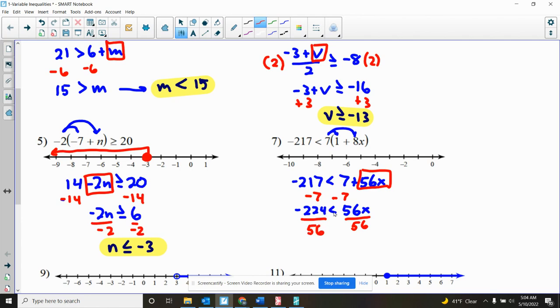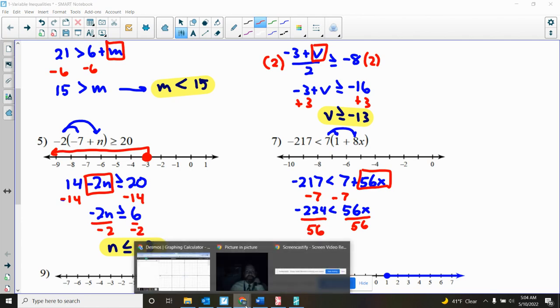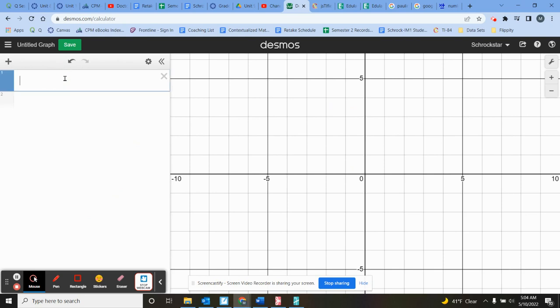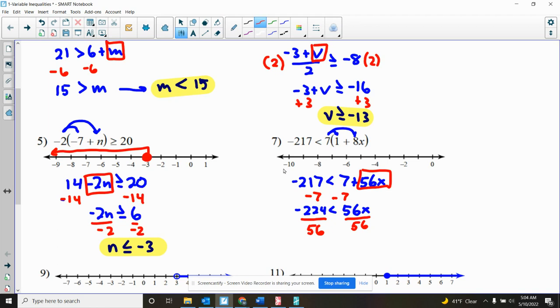That's going to be a pretty big number, so I'm going to pull my calculator up. So negative 224 divided by 56 is negative 4. Okay, so coming back here now, I will have negative 4 is less than x. Now again, the number I divided by, that is positive. So keep the inequality going the same way.